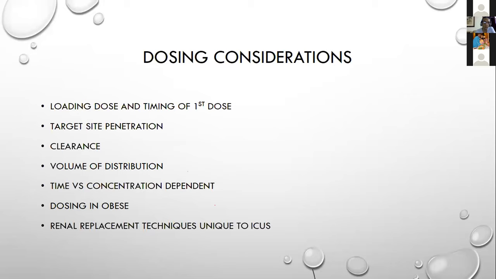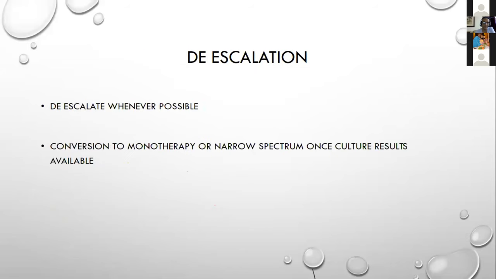You must also look at augmented renal clearance. Your volume of distribution is important. You must also know whether it's a time-dependent or a concentration-dependent antibiotic. Dosing should also be adjusted based on the patient's physical profile. If they are obese, then you must adjust your dose accordingly. Renal replacement technique is unique to ICUs. Remember that. De-escalation, you must de-escalate whenever possible. And you must convert to monotherapy or narrow spectrum once your culture results are available.